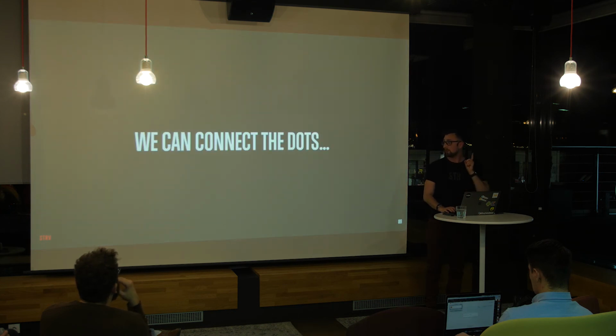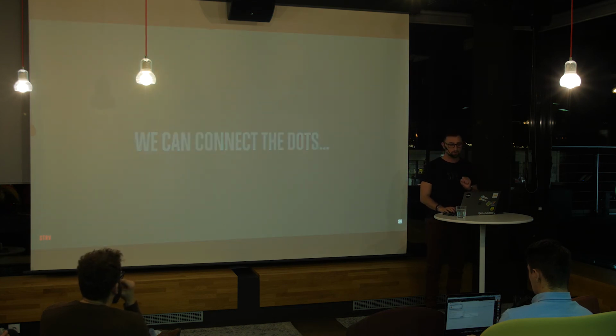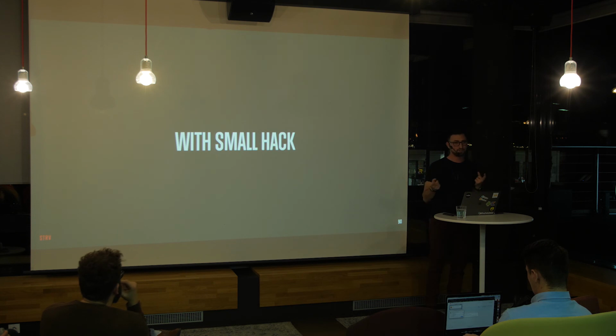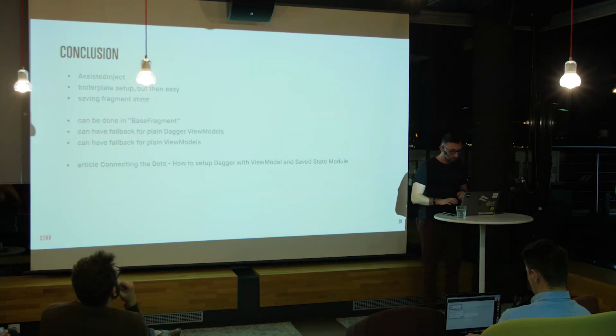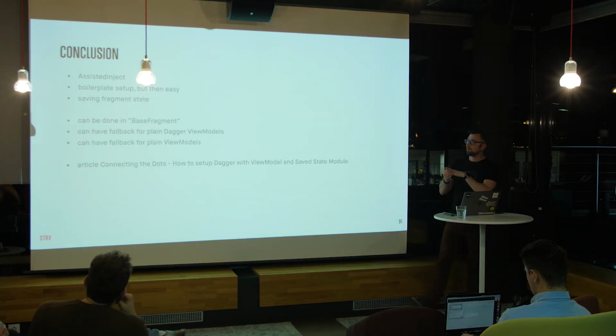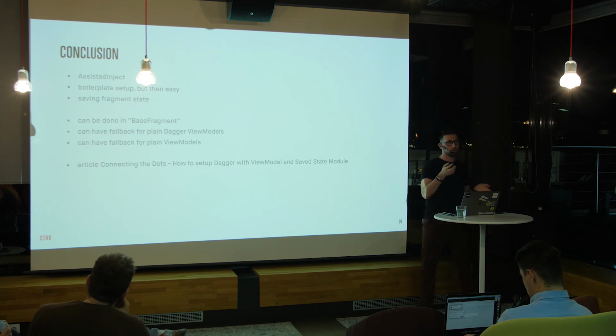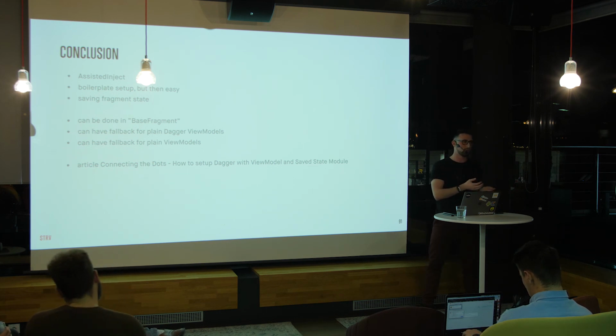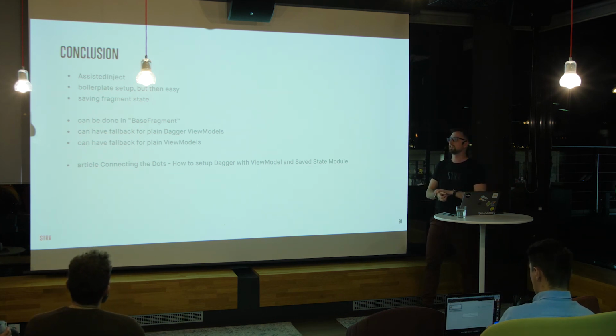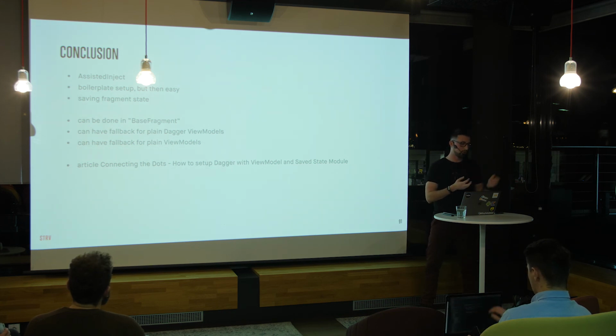Conclusion, we can connect the dots with a small hack of assisted inject. No, seriously, we could do this manually. I was saying in the beginning that we can do that manually by creating the factories, but that would be so much boilerplate. Maybe some of you do that, but there's no need for that. You can just use the small library. You can save the boilerplate.